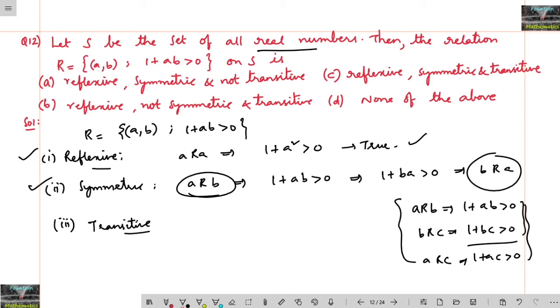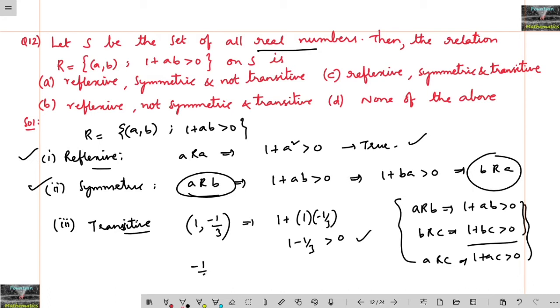Because if I consider in real numbers some fraction part, the answers may change. So let me give an example in such a case. If I take an example 1 comma minus 1 by 3, which implies 1 plus 1 into minus 1 by 3, so this is 1 minus 1 by 3, which is positive only. 3 minus 1, 2 upon 3, 2 upon 3 is positive.